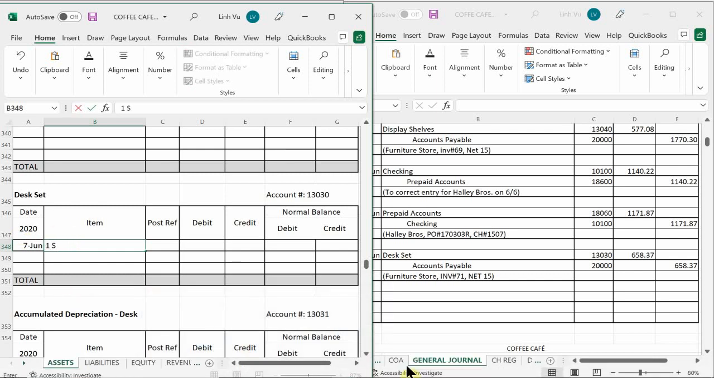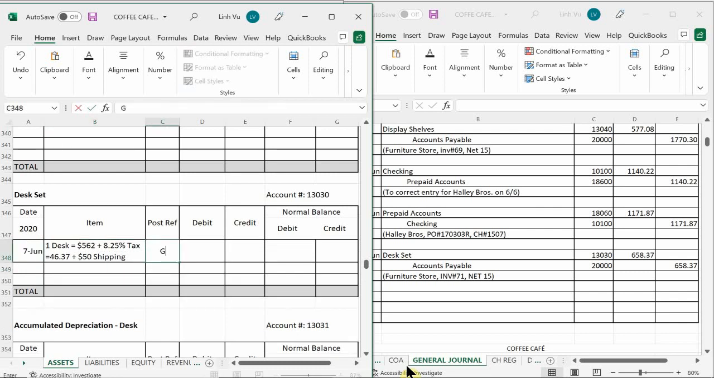Okay. So again, I purchased one desk, which equaled $562 plus 8.25% tax, which gave me $46.37 plus $50 shipping, is what's going to result me to my grand total amount. We're still on General Journal 2. We reached the bottom of General Journal 2 for the grand total amount of $658.37. And I reached the bottom of page 2, right?